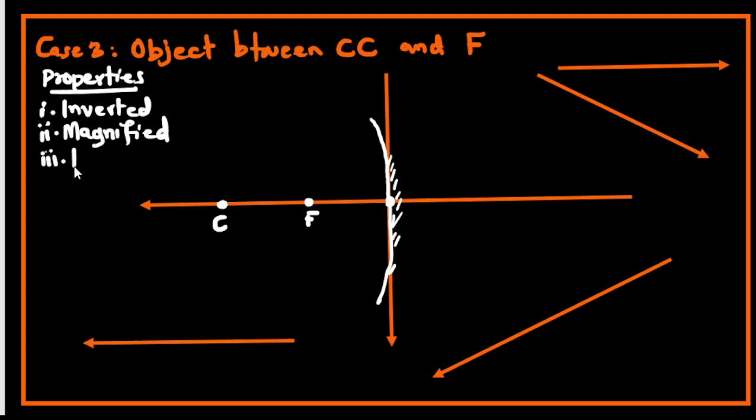Okay, the last case, let's talk about the positioning. Where do you think the image will be formed? I'll give options: on the center of curvature, behind the center of curvature, between the center of curvature and the principal focus, and between the principal focus and the pole. Where do you think the image will be formed? Behind the center of curvature. That is correct. The image will be formed behind the center of curvature.